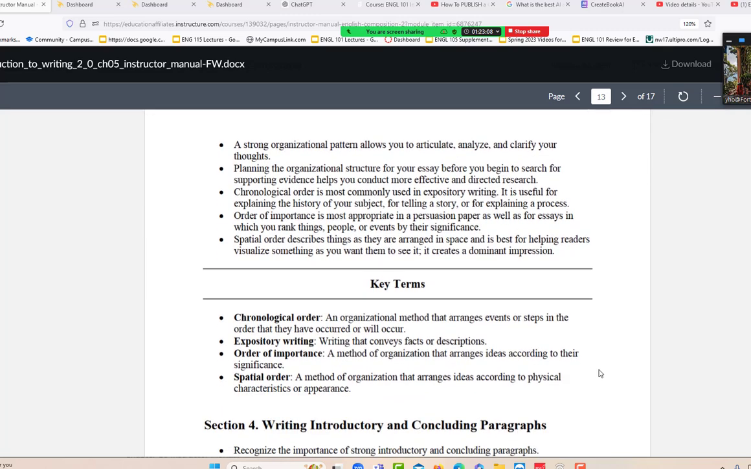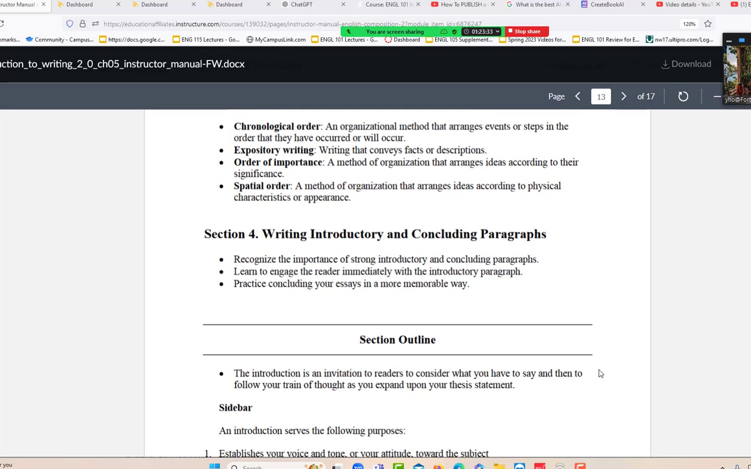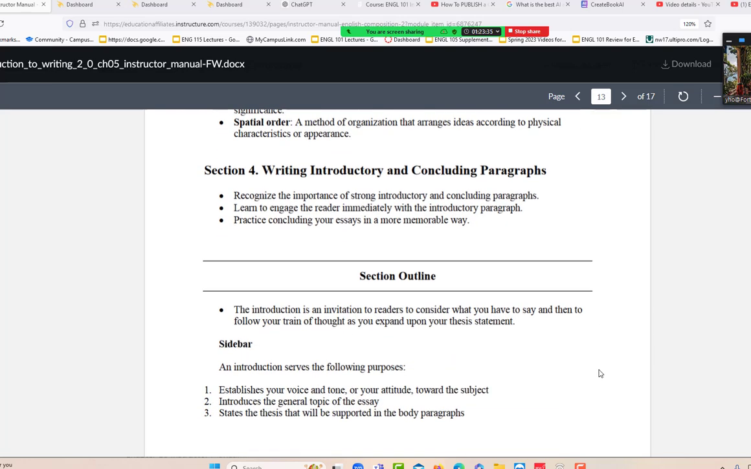Chronological order is useful for explaining the history of a subject, for telling a story, or explaining a process. Order of importance ranks things, people, or events for a persuasion paper, and spatial order describes things as they are arranged in space to help readers visualize something or create a dominant impression of your essay.